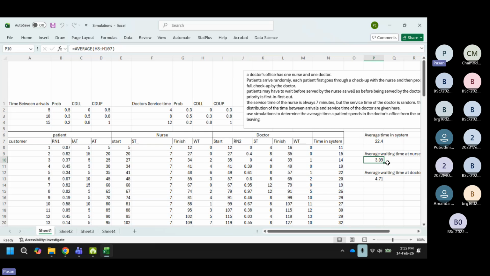So whenever a person comes into the doctor's office, you can see that on average they have to wait around 3 minutes. And then after finishing the work at the nurse, they have to wait around 4 to 5 minutes to see the doctor. Altogether, the average time you're going to spend in the system is around 22 minutes.